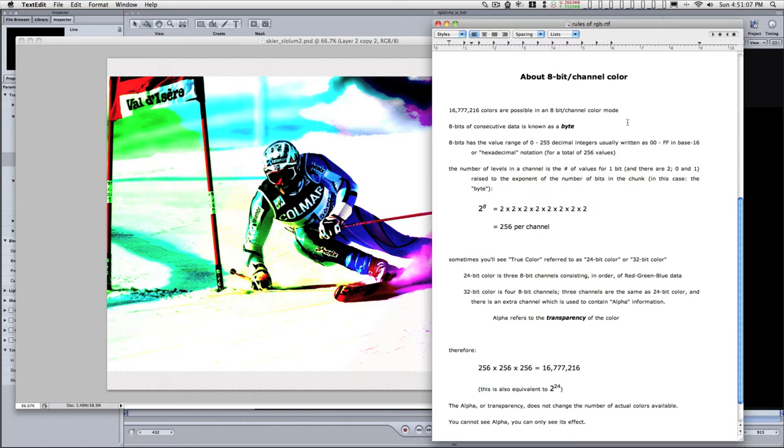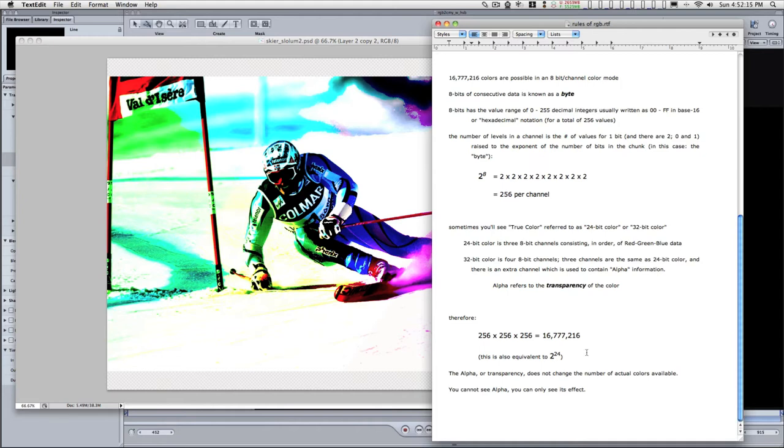Sometimes you'll see true color referred to as 24-bit color or 32-bit color. Well, RGB is a 24-bit color model because there are three 8-bit channels consisting of the red, green, and blue data. In a 32-bit color, the extra 8-bit channel is used for alpha information, and alpha refers to the transparency of a color. The alpha or transparency channel does not change the number of actual colors available. You cannot see alpha. You can only see its effect.